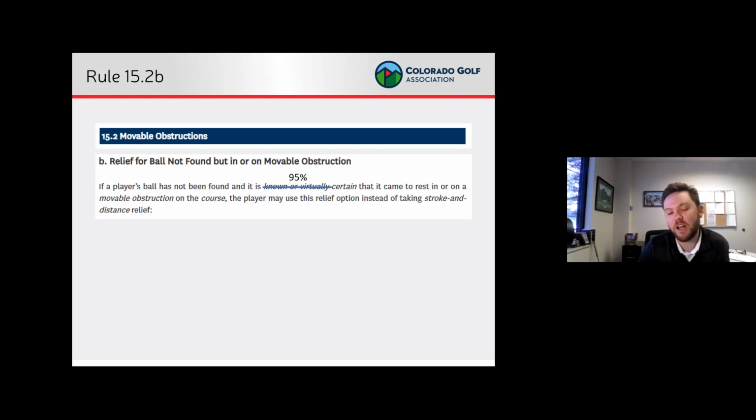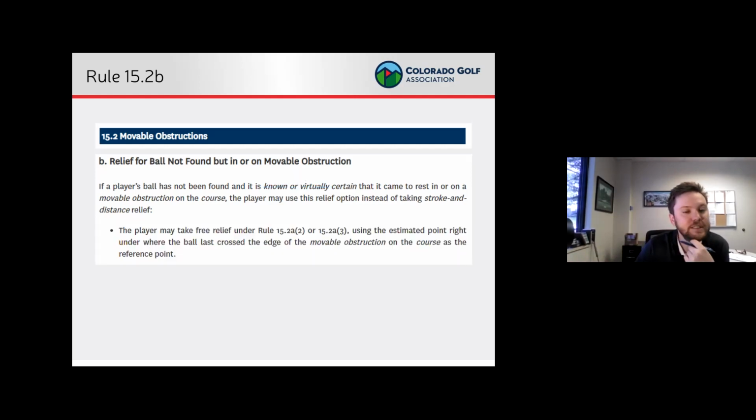So this doesn't happen a lot, but it can, or let's say you lose it into a trash can or something. But a lot of times if it goes and it's known or virtually certain to be in the cart in this case, the player may use this relief option, instead of taking stroke and distance relief. The player may take relief under 15.2a2 or 15.2a3. Again, 2a2 is not on the putting green, and 2a3 is on the putting green. Again, how likely is it that you're going to lose a ball in a movable obstruction on the putting green? You use the estimated point right under where the ball last crossed the edge of the movable obstruction on the course as the reference point.